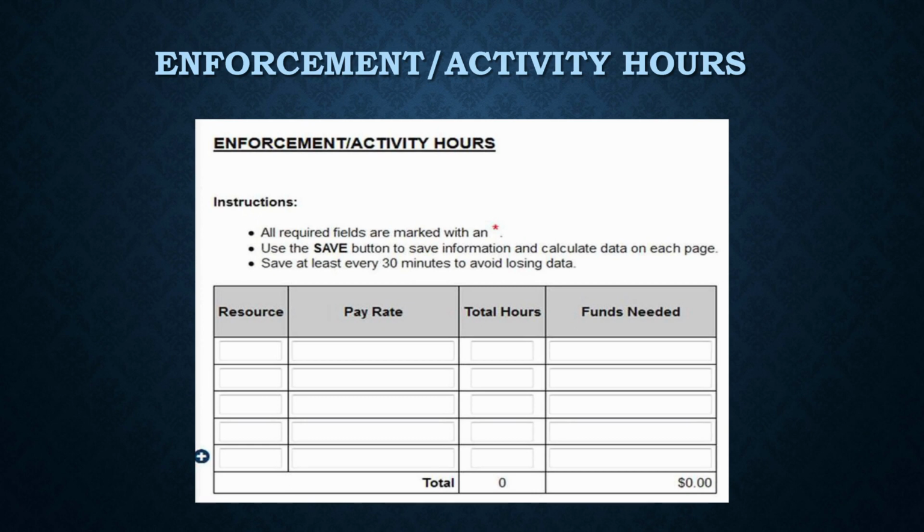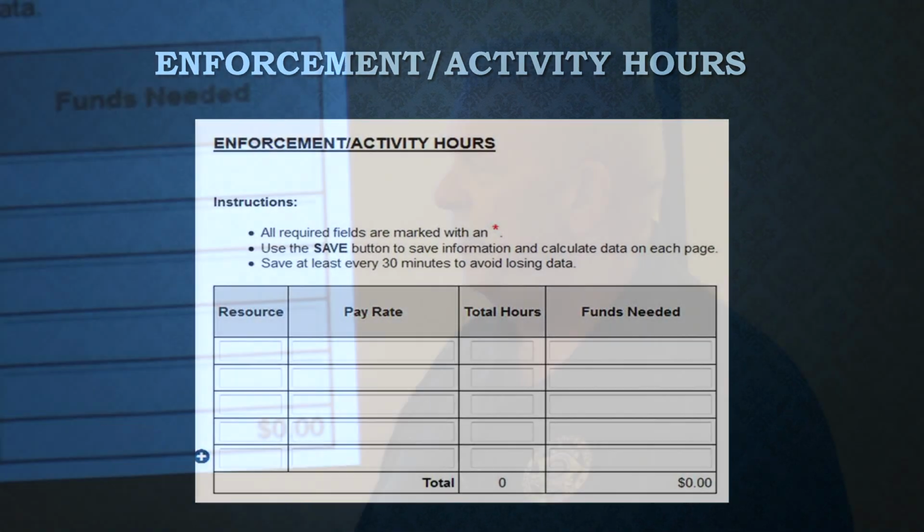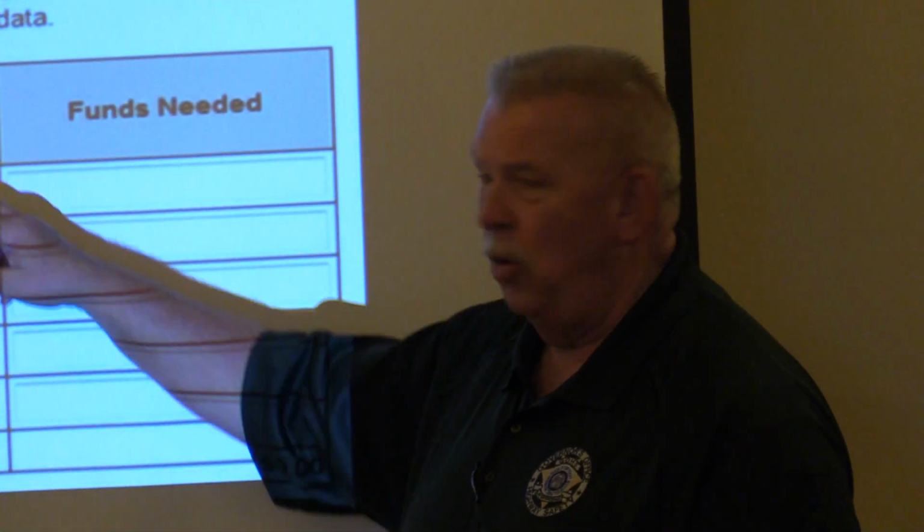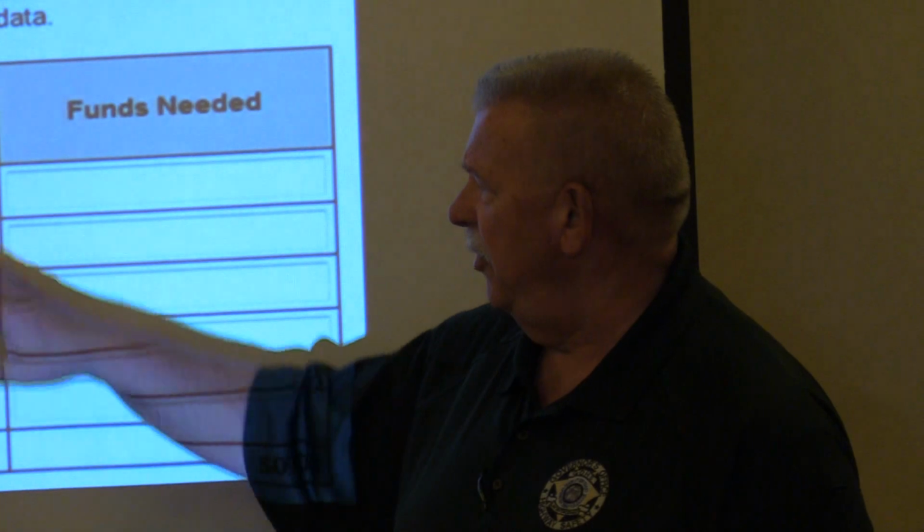Total hours will be the total hours they're going to work on the project. Total project hours. Okay, so if it's like an HVE grant, it's 420 hours for the whole time. And then, so how much? So this times this equals that. It's just that easy. Thank you very much.